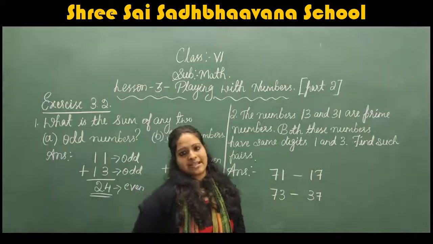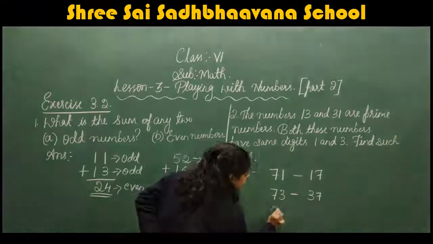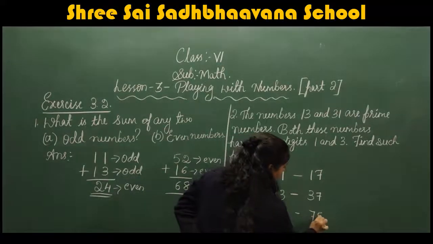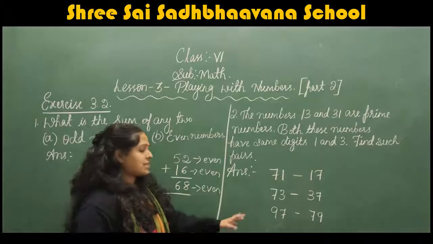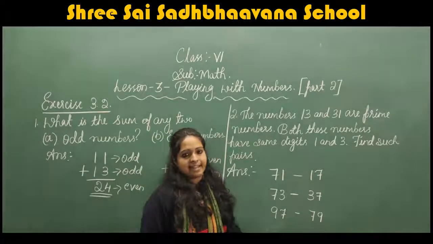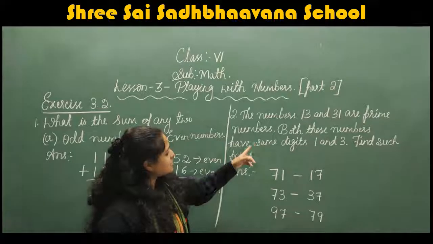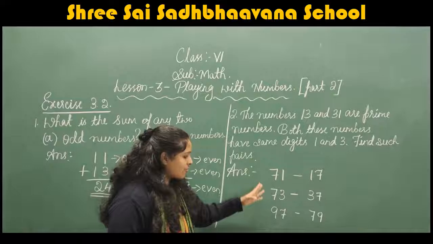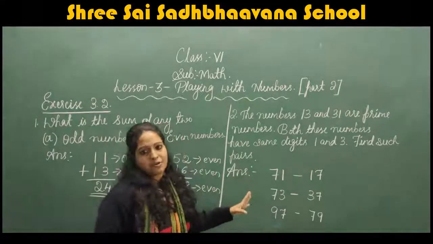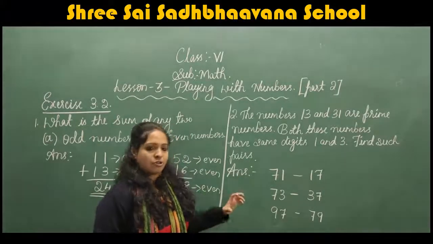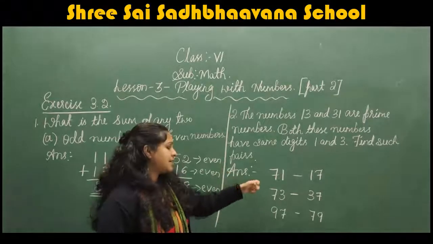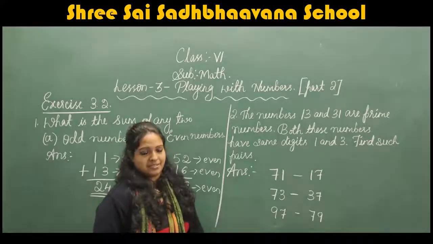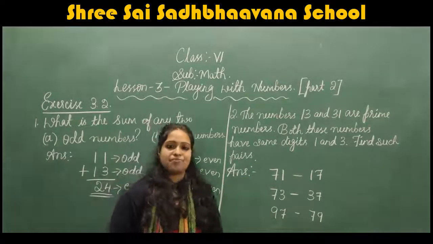Now one more example. 97, which is a prime number, and 79 is also a prime number. Here you can find the digits 7 and 9. Find such pairs. So I have given three examples. The remaining you have to do yourself. Now we understood how to find pairs of prime numbers. In this way you can find the pairs of prime numbers. Understood now? Let us move on to the next sum.